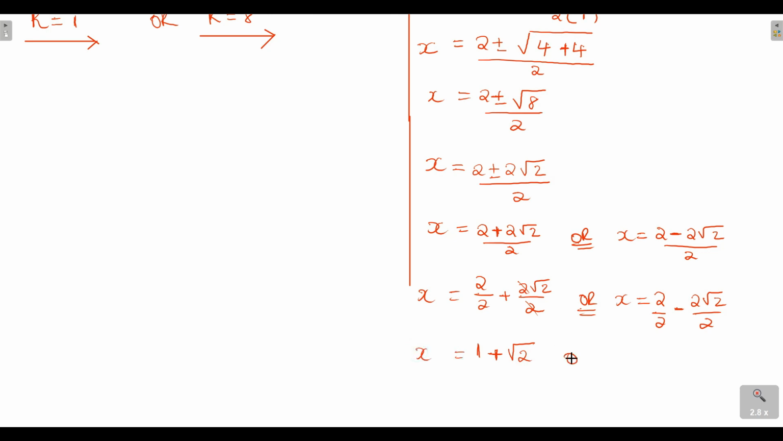Nice. Or x is equal to 2 divided by 2, which is 1, minus 2 square root 2 divided by 2. These two cancel. So it's 1 minus square root 2, or we can even just write it as 1 minus the square root of 2.